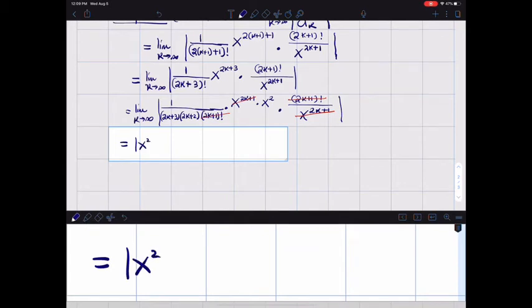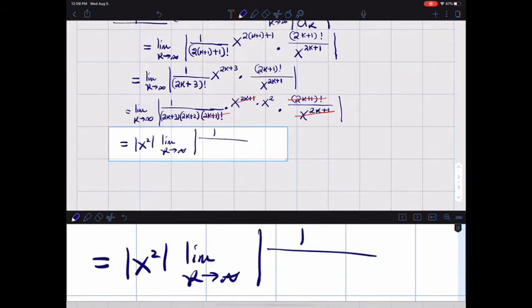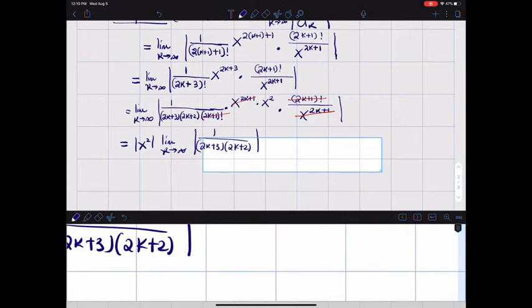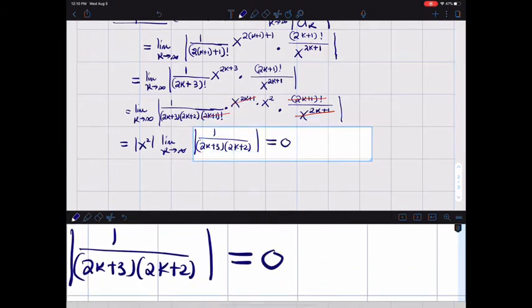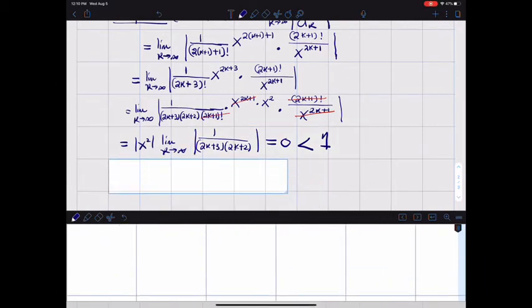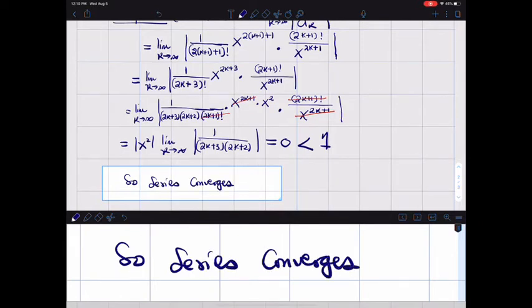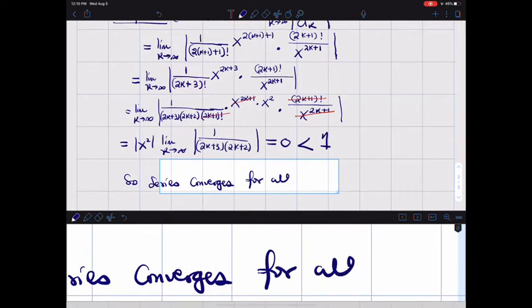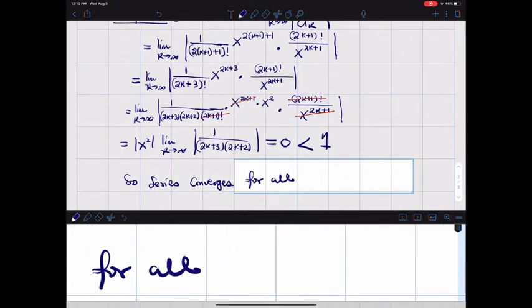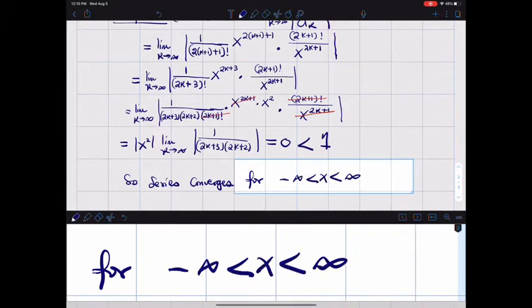absolute value of x squared times limit as k goes to infinity of 1 over 2k plus 3 times 2k plus 2. Definitely as k goes to infinity, this goes to 0, which is less than 1. So by the ratio test, this converges. So the series converges for all x, for x from negative infinity to infinity. Okay.